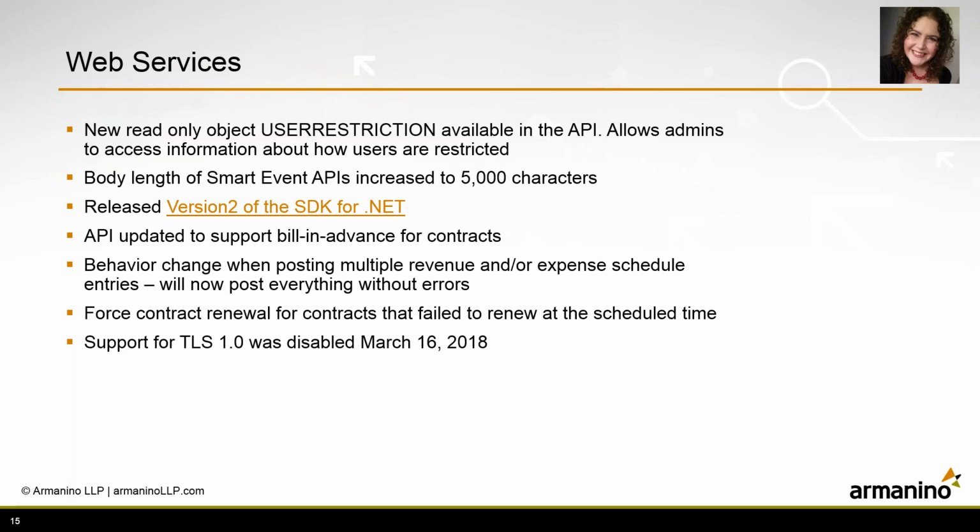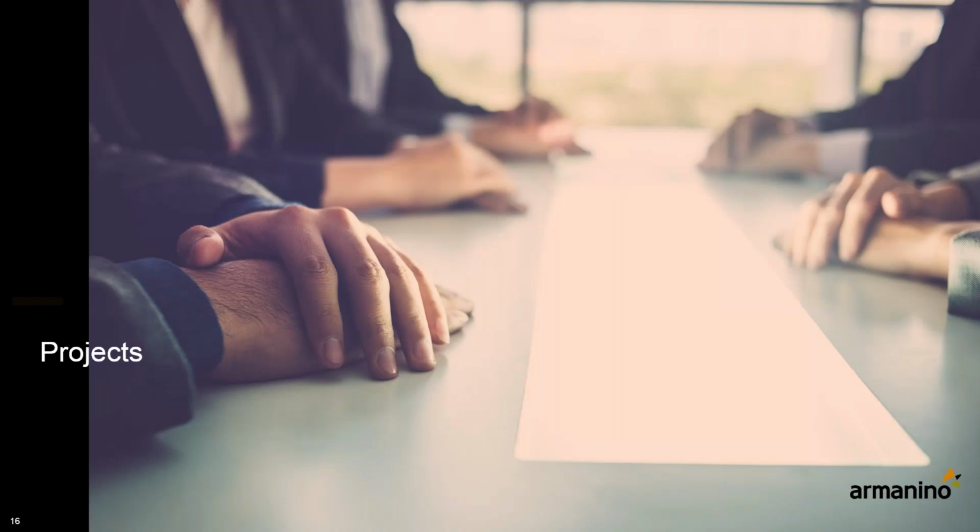In the API update, there's also the ability now to force the contract renewal dates for contracts that failed to renew at the scheduled time. So this is related to the Salesforce integration update as well as some of the contracts updates.